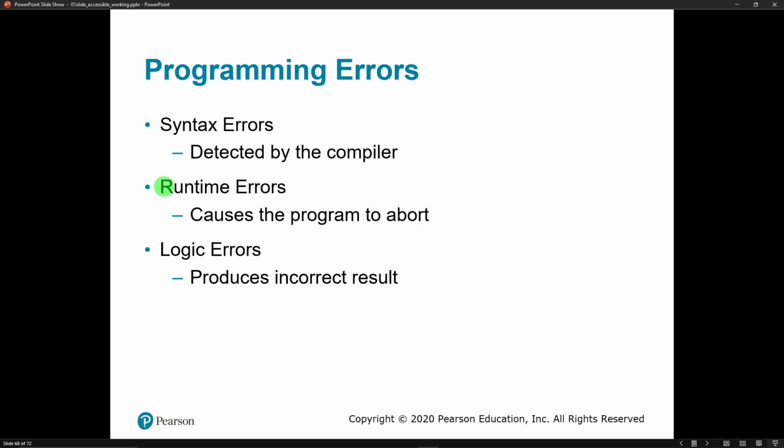Runtime errors are errors that cause a program to abort while it's running. We can't predict those. All our code is typed properly, but maybe we try to perform some operation that can't run, and we'll see an example of that in an upcoming slide.